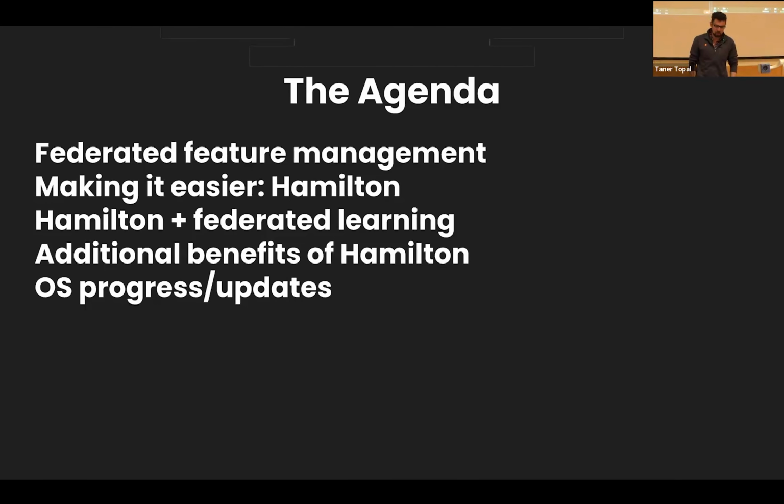But yeah, what are we going to talk about today? Well, first, I want to talk about the challenges around federated feature management. Then I want to talk about the tool Hamilton that can help make it easier. Talk about how you can apply Hamilton to federated learning, thinking specifically about the Flower framework. Then talk about additional benefits of Hamilton, so sort of what else you get when you buy into this paradigm. And finally, talk about open source progress and updates.